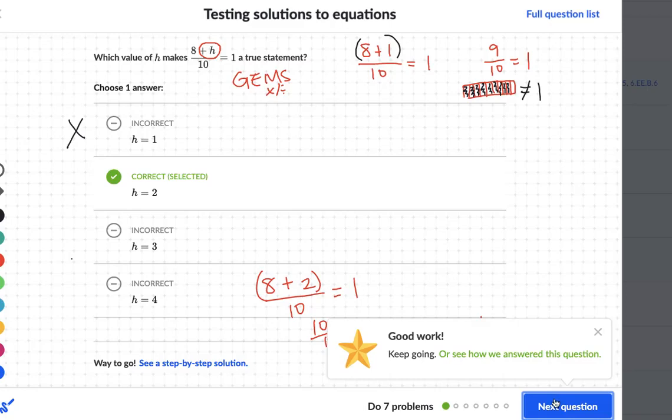Okay, so that's all you do. You just replace that value in there, solve it with order of operations, and then see if you make a true statement.